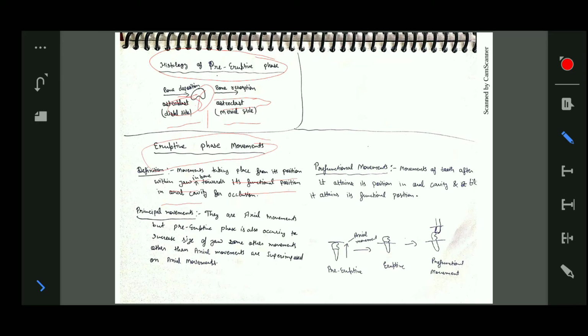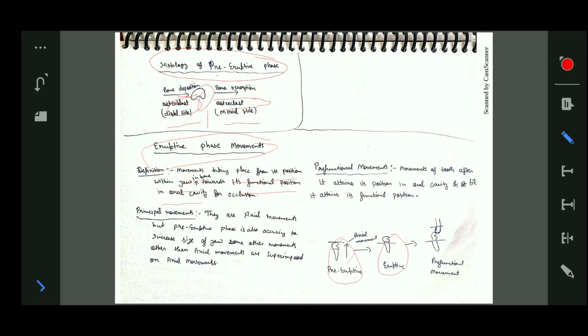As you can see in this diagram, this is the pre-eruptive phase, and the tooth bud is in the jaw. The axial movement takes place, the eruption takes place, and the tooth comes into the oral cavity, which is called the eruptive phase movements.